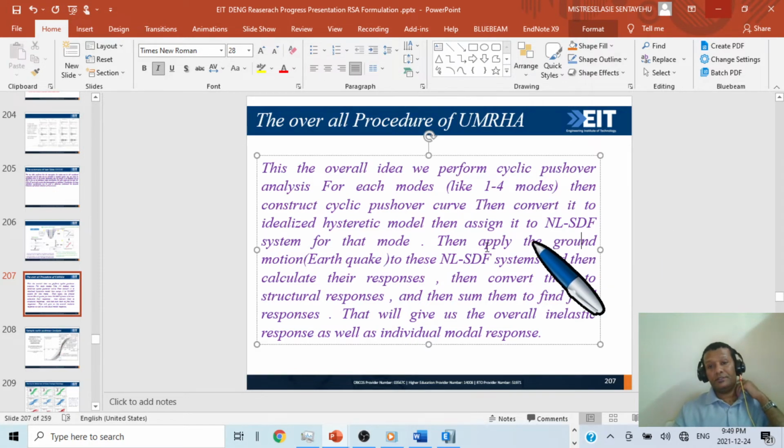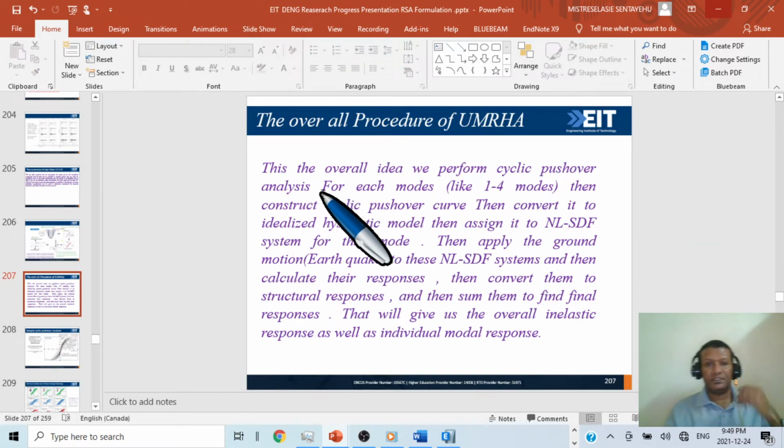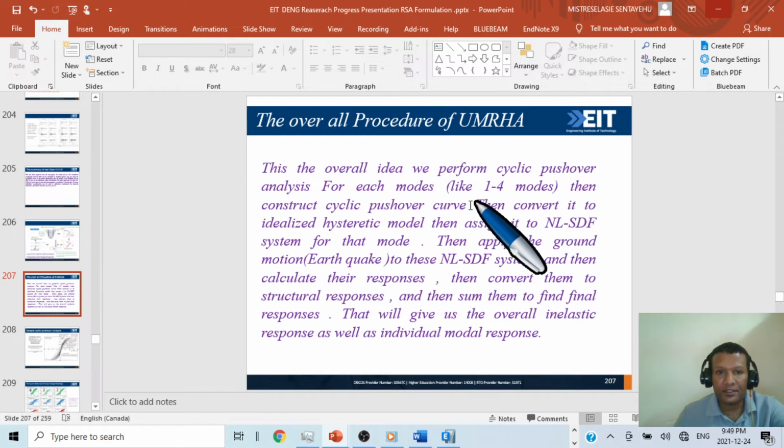UMRHA procedure. The overall idea: we perform cyclic pushover analysis for each mode, then construct the cyclic pushover curve, then convert it to an idealized hysteresis model, as I showed you with Perform 3D. Then assign it to a nonlinear single degree of freedom system for that mode, then apply the ground motion to this nonlinear single degree of freedom system.